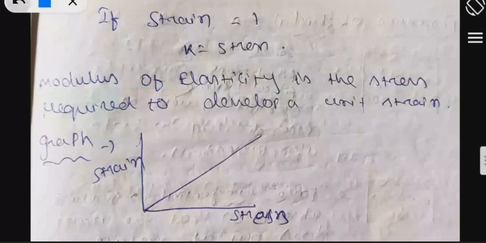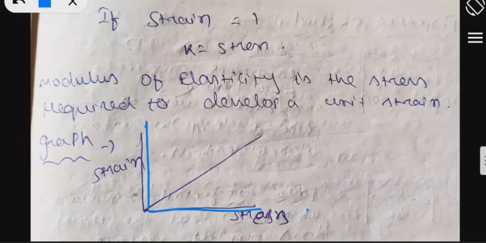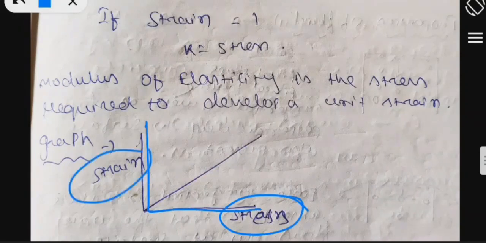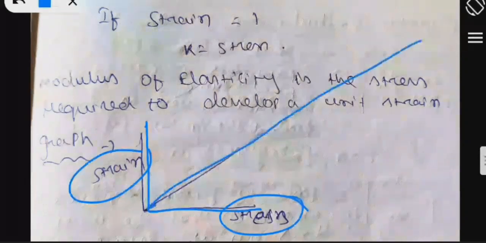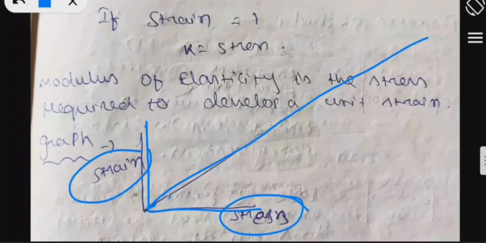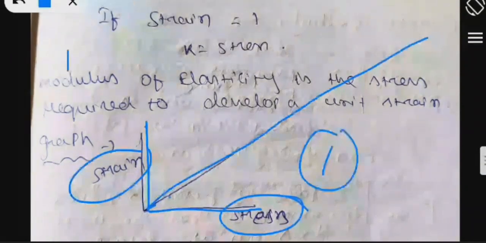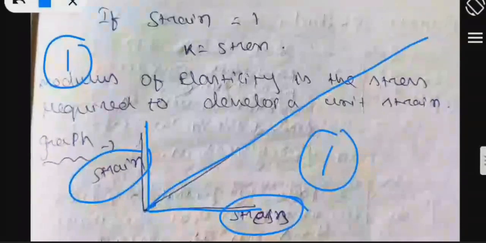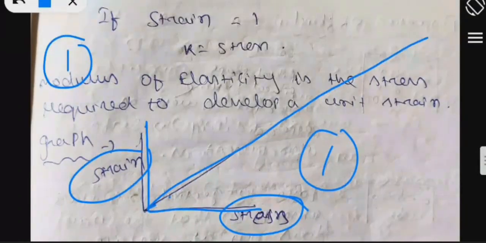And what graph will you achieve for a perfectly elastic body? You will get a graph where the x-axis is stress and the other axis is strain. Stress is directly proportional to strain, and you are going to get a straight line. This graph is of 1 mark. What is modulus of elasticity? This is also 1 mark, and Hooke's law carries 1 mark. And all the definitions carry 2 marks each.